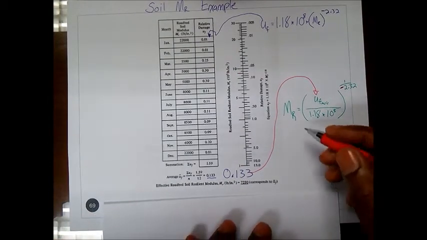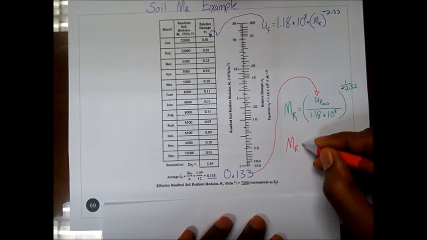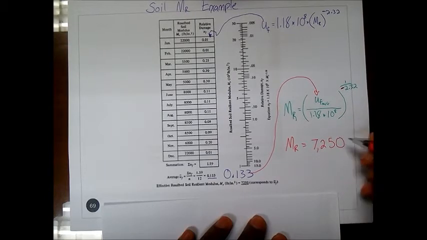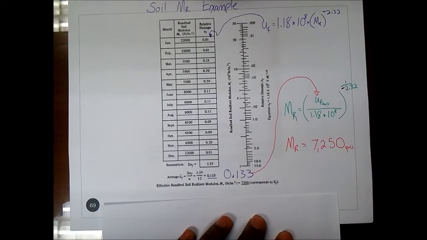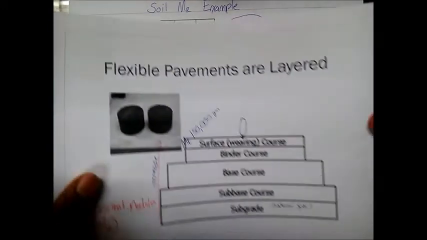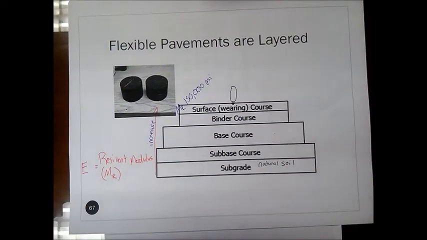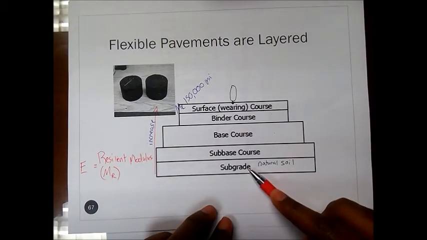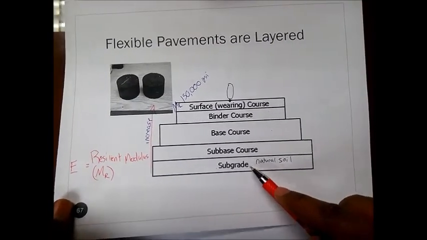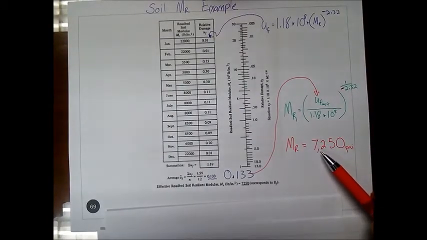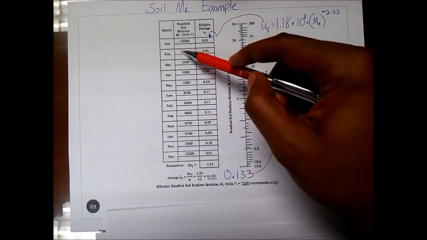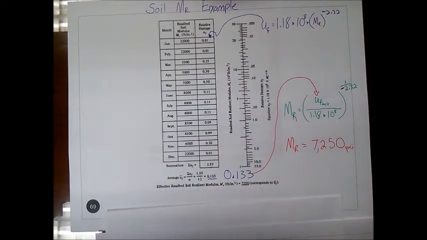What they ended up getting is MR is equal to 7,250 psi. So now, when looking at the natural soil or the subgrade, they're going to be designing with the understanding that the resilient modulus, or the stiffness of it, is equal to 7,250, not 5,000 because that would be an underdesign, and not 22,000 because that would be an overdesign.